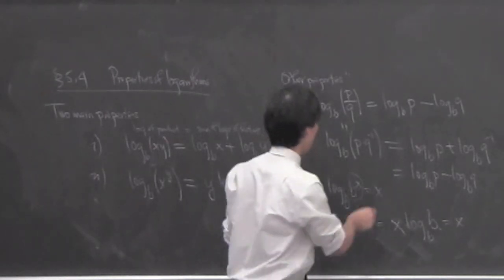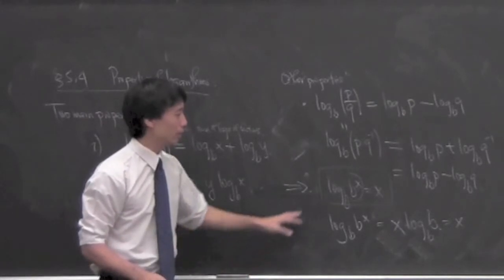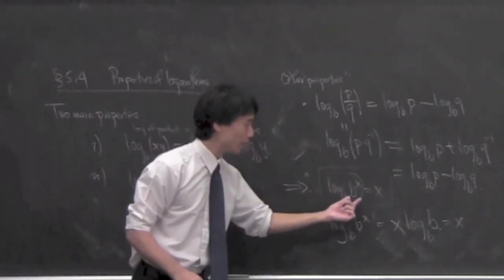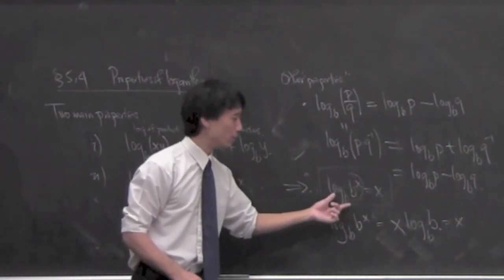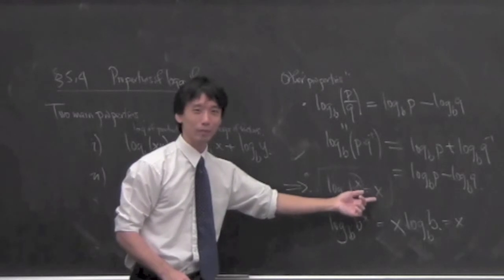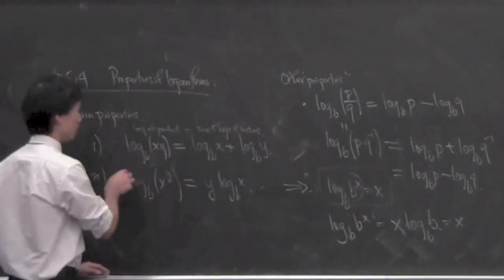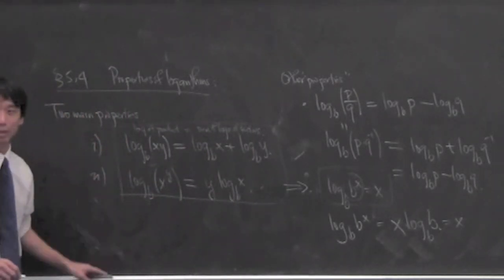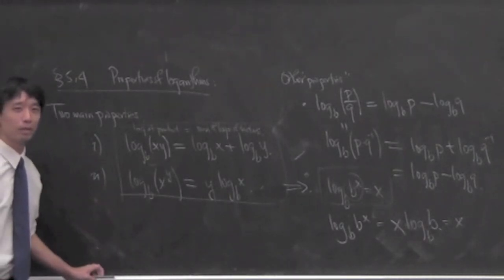So again, there are these properties, but you don't really need them. Or you can just remember that log and b to the x are inverse functions. So log base b of b to the x is x by definition. These other properties, that's not really the point. These two properties are the properties of the log. These are the properties that actually characterize the log. Nobody else does this.